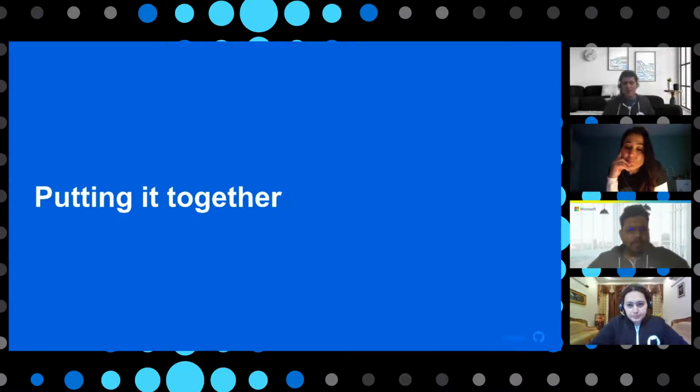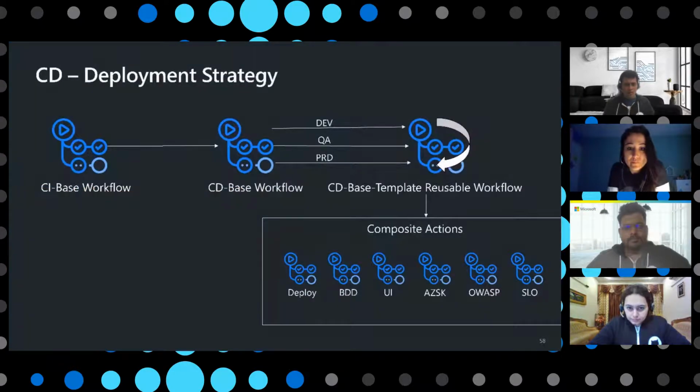And in the end, let's see how we have implemented this for the smart hotel application, and how we have actually used this in an end-to-end implementation. This is our deployment strategy. As soon as our CI workflow succeeds, we now have an artifact ready to be used by our CD workflow.